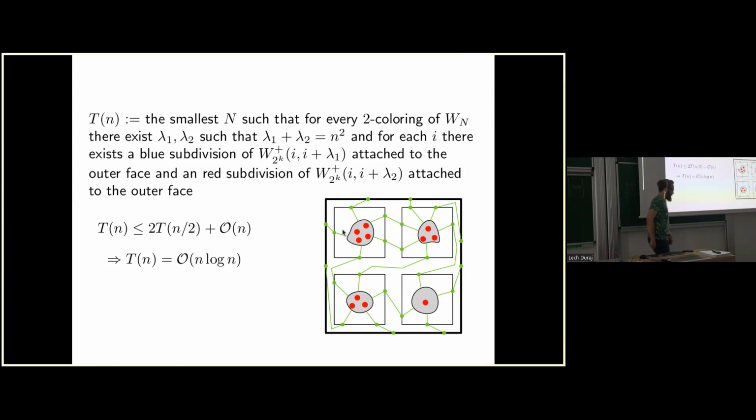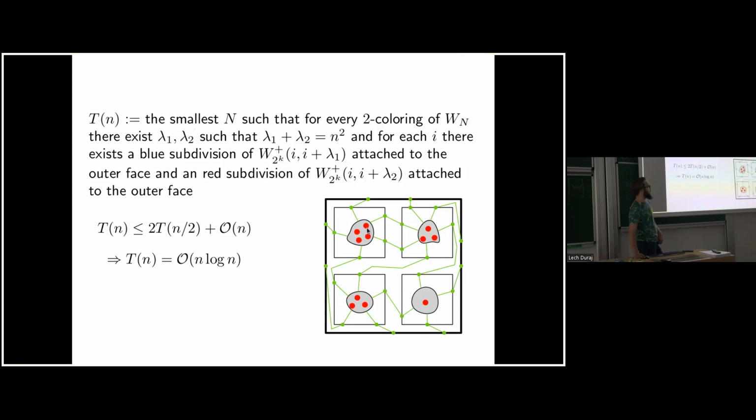So if you want to achieve this, we consider 4 subwalls of size n over 2, and leave in between them some space, which is linear in n. Now, for each of them, we can obtain by induction some lambda1 and lambda2. And our lambda1 and lambda2 will be the sum of the corresponding lambda1s and lambda2s. It's easy to see that whenever we have something like this, we can actually obtain a red subdivision of size lambda1 and a blue subdivision of size lambda2.